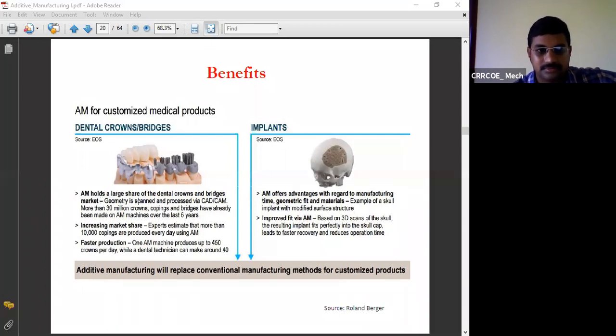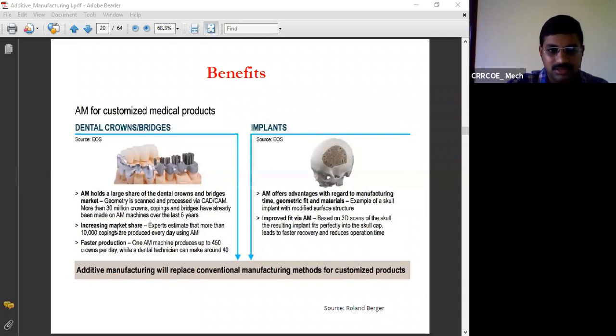So here also, dental applications. So these particular crowns are being produced faster. One AM machine produces 450 crowns per day, while a dental technician can make around 40. So by adopting this particular machine to make crowns, it is about 10 times faster than the traditional method.